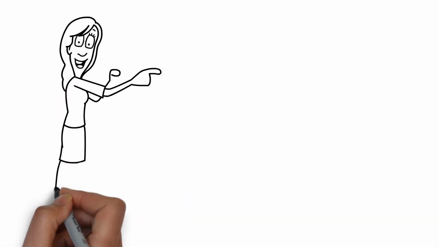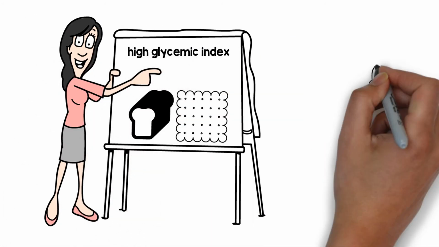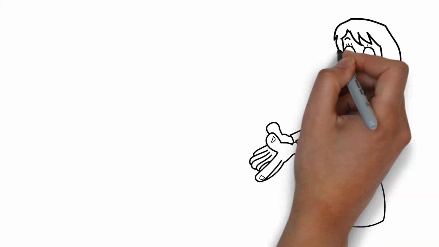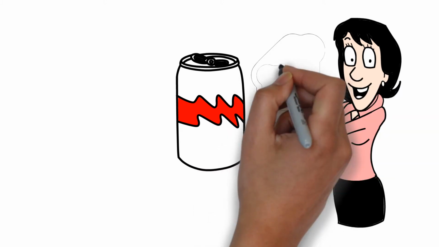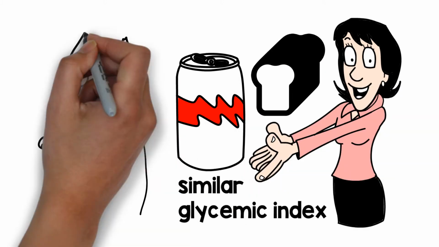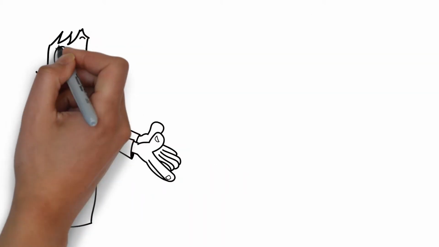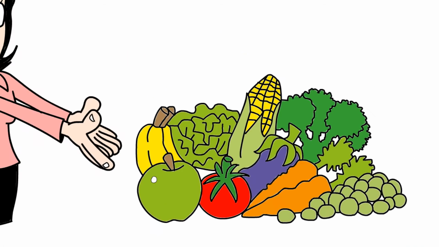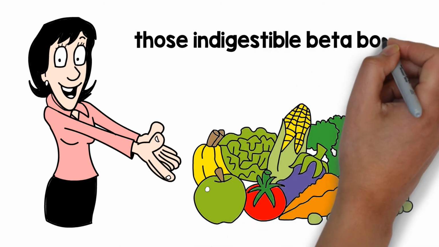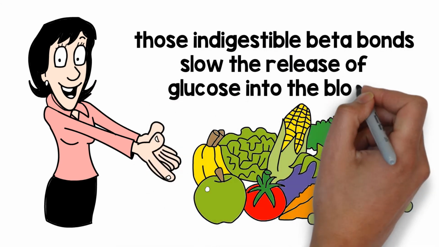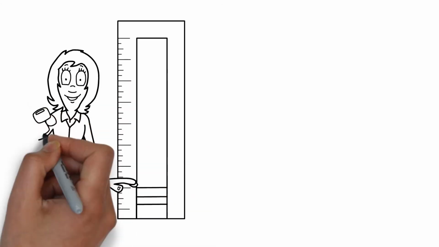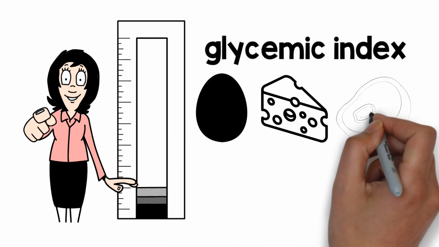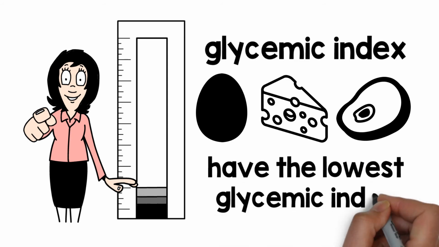These foods have a high glycemic index, the amount that a particular food raises the sugar level in your body. Soda and white bread have a similar glycemic index because they have a similar effect on your blood sugar. But when you eat foods high in fiber, like vegetables, fruits, and whole grains, those indigestible beta bonds slow the release of glucose into the blood. Those foods have a lower glycemic index, and foods like eggs, cheese, and meats have the lowest glycemic index.